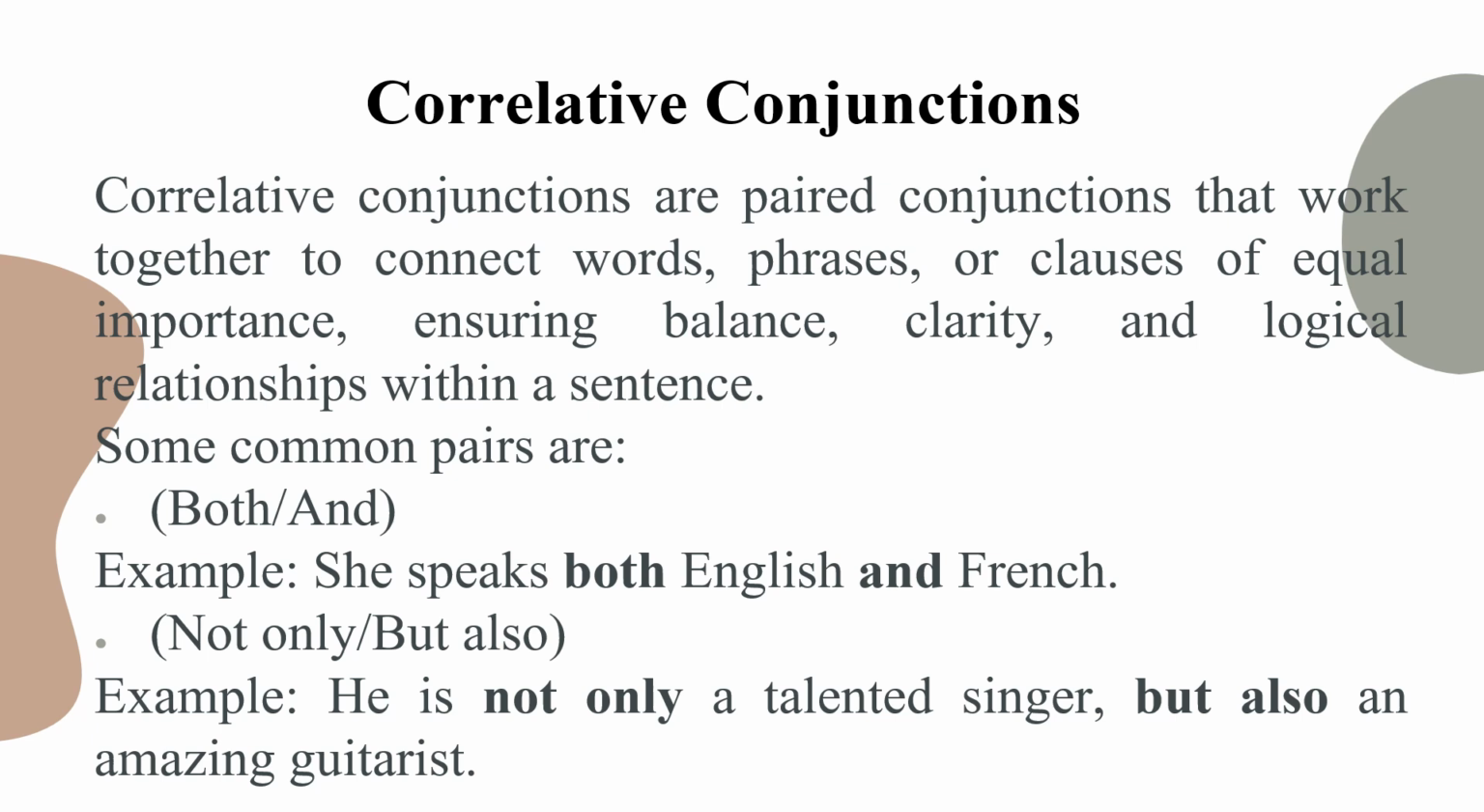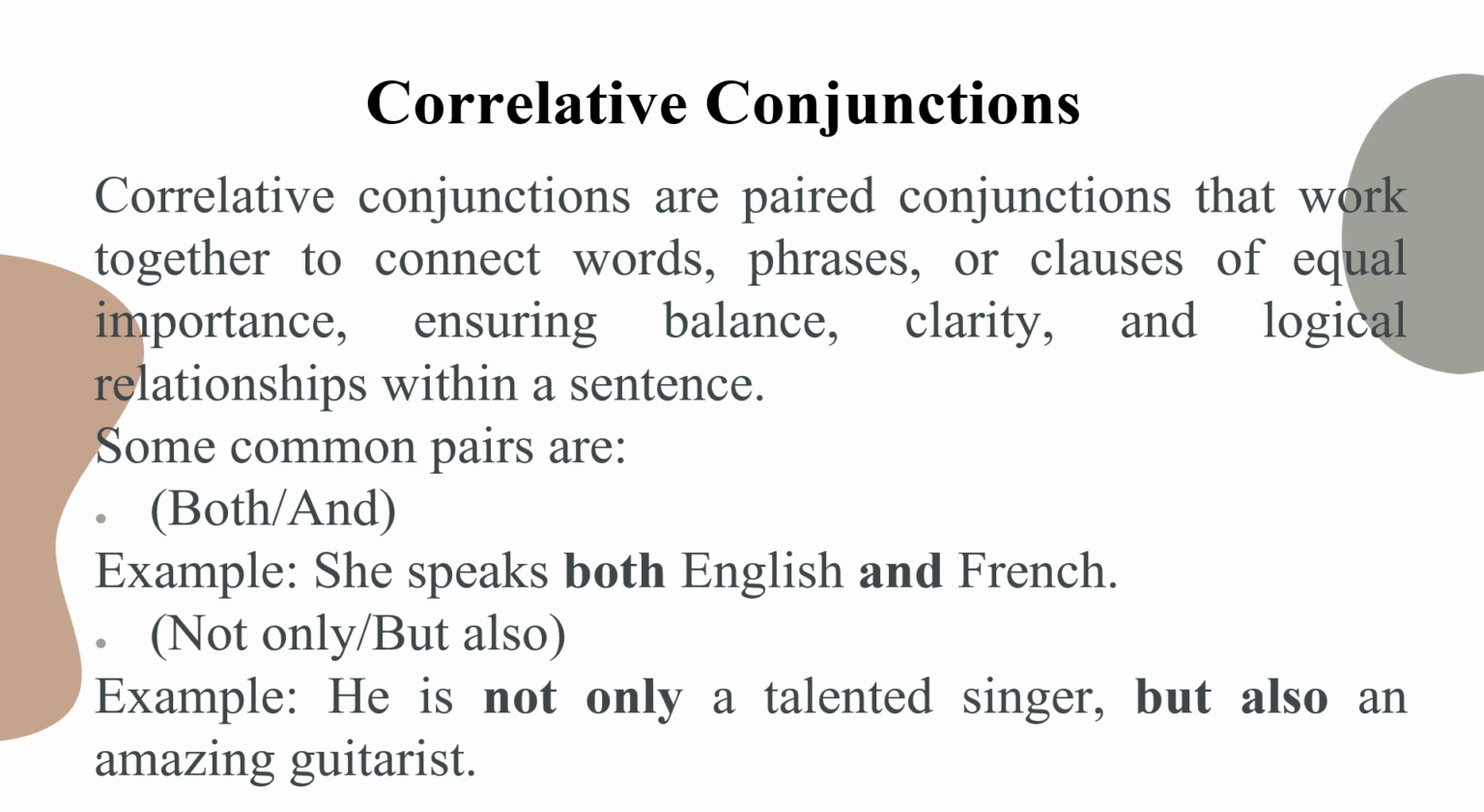Some common pairs are both and, which connects two positive options. For example, she speaks both English and French. Next, not only but also adds emphasis to a second point. For example, he is not only a talented singer but also an amazing guitarist. Next, either or presents a choice between two options.